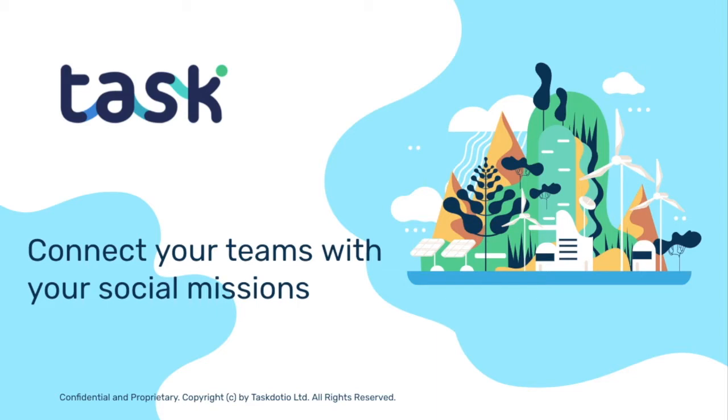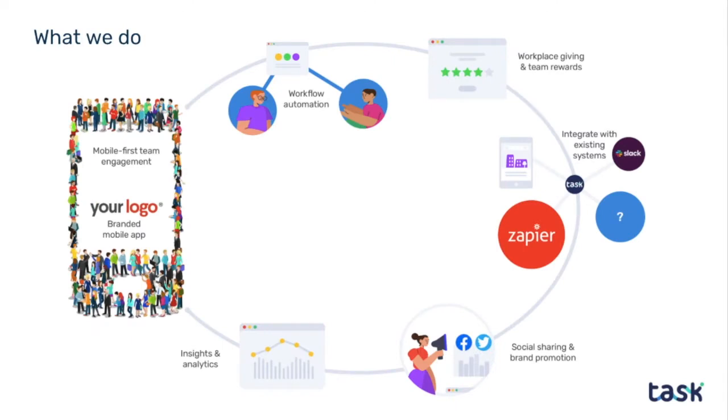We're a software company and we have a mobile-first team engagement platform where we help organizations to engage their employees in activities that have social or environmental impact. It helps to boost team morale and productivity, as well as providing the data that you need for management reporting and also marketing, showing what the brand is up to. Today I'm going to do a demo of our platform.